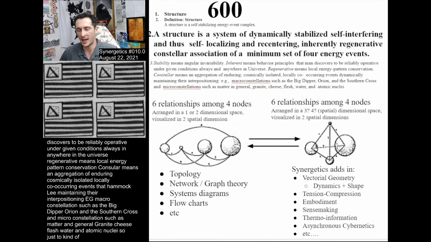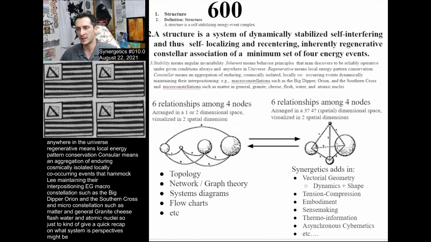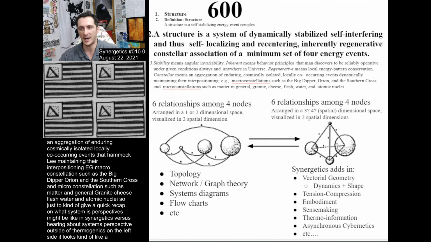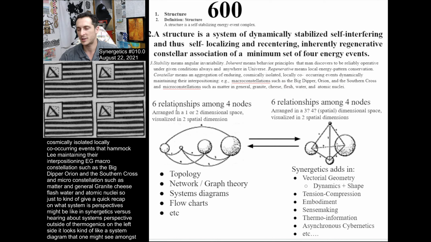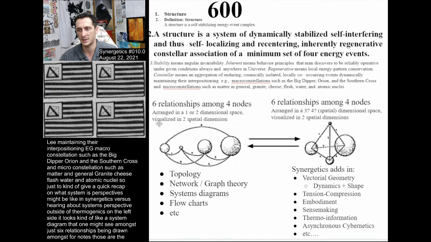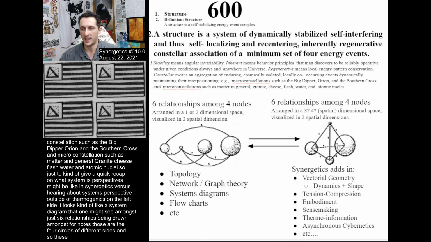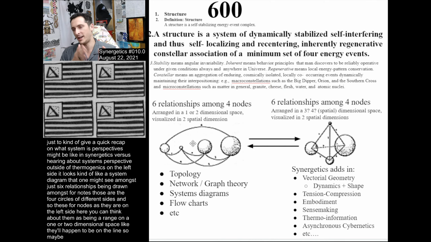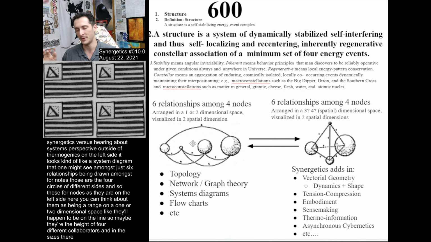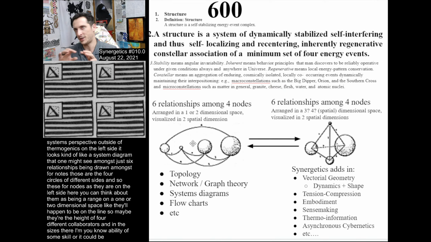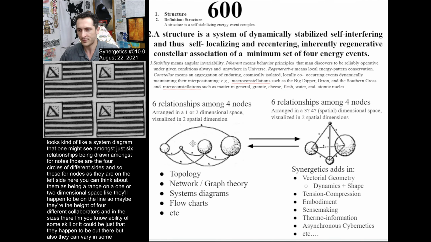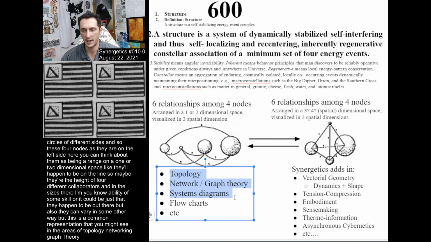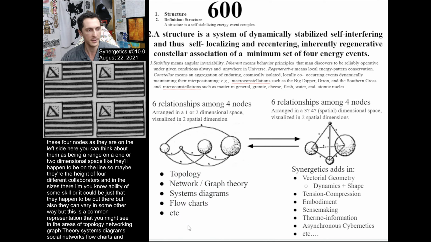So just to give a quick recap on what systems perspectives might be like in Synergetics versus hearing about systems perspectives outside of Synergetics. On the left side, it looks like a system diagram that one might see, with 6 relationships being drawn amongst 4 nodes. Those are the 4 circles. These 4 nodes you could think about as being arranged on a 1 or 2 dimensional space, like they all happen to be on a line. So maybe they're the height of 4 different collaborators, and the size is their ability at some skill. Or they could vary in some other way. But this is a common representation that you might see in topology, network and graph theory, systems diagrams, like social networks, flowcharts, and other areas.